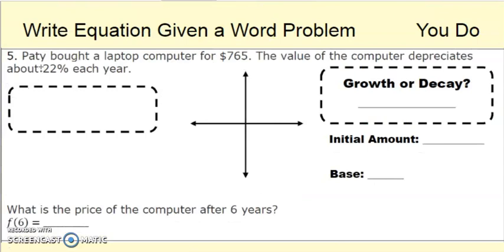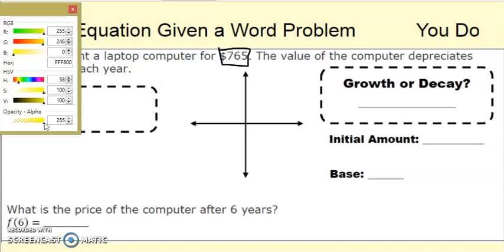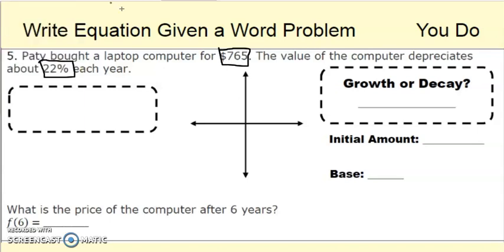Let's look at one more. Patty bought a laptop computer for $765. The value of the computer depreciates about 22% each year. So our numbers are 765 and 22%. Let's go ahead and do our keywords. We're going to highlight the keywords.